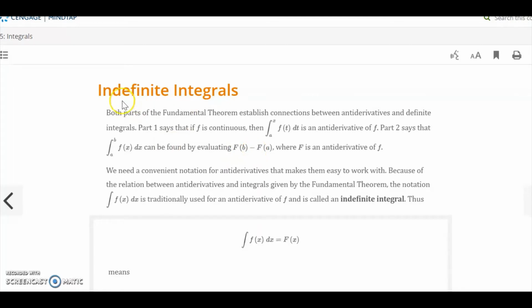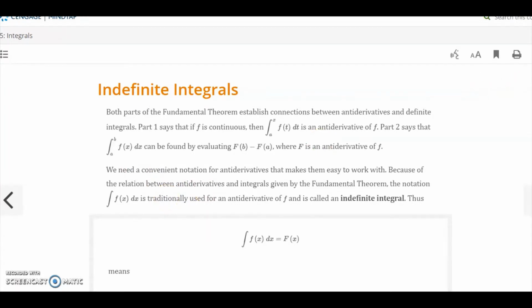Well, in this case, we're looking at indefinite integrals, so we don't quite have a number. Instead, we're going to get a function at the end. And because we're going to get a function at the end, we have to have my favorite thing, plus c. You have to have that plus c at the end.